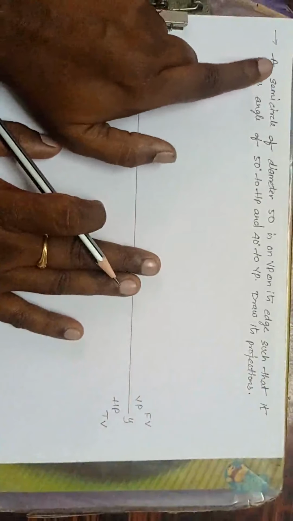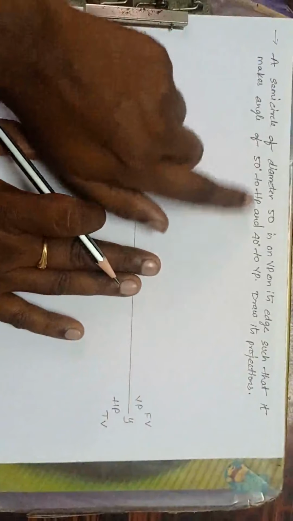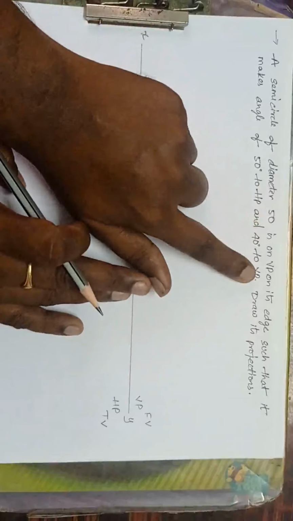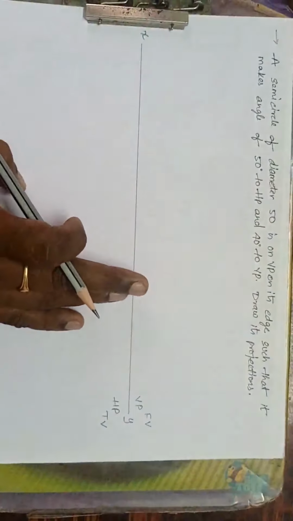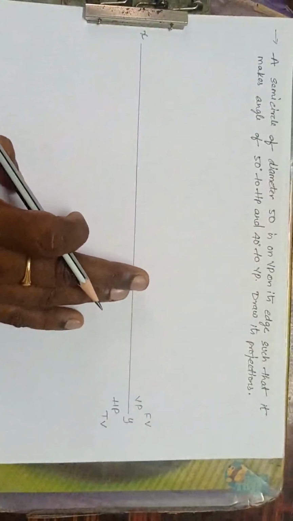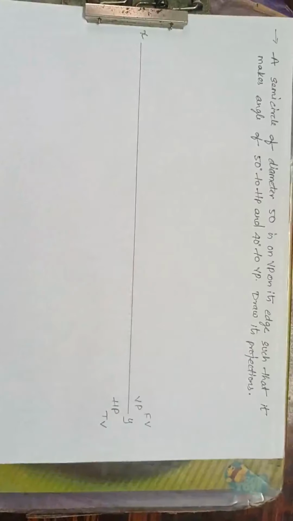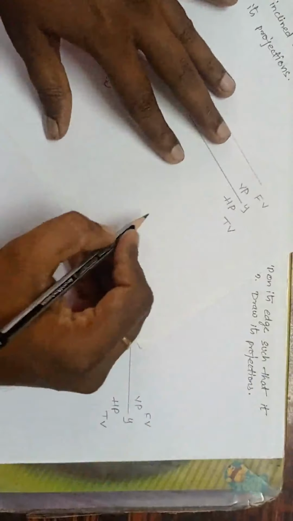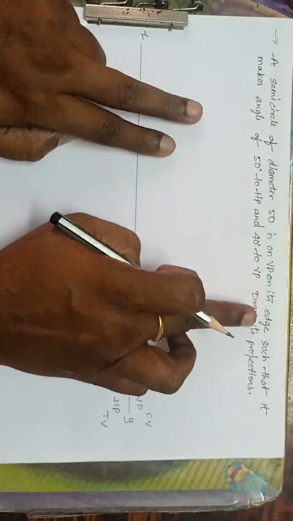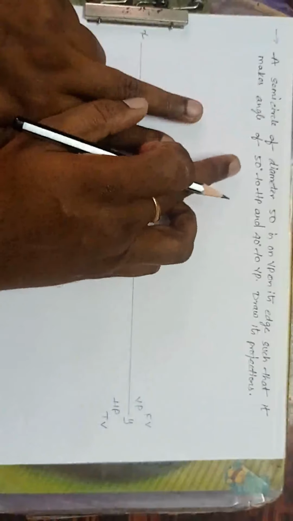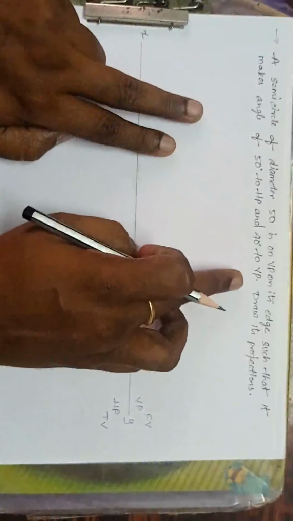Let me read the question first. A semicircle of diameter 50 is on the VP. Where is it? It is on the VP, on its edge. So how to draw? I have to draw a semicircle like this now, on the VP, on its edge, such that it makes an angle of 50 degrees to the HP and 40 degrees to the VP.